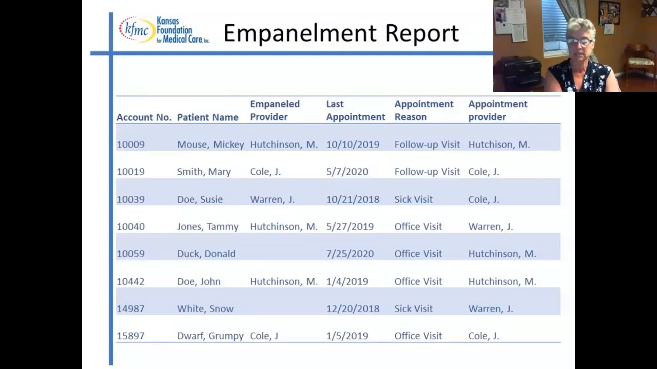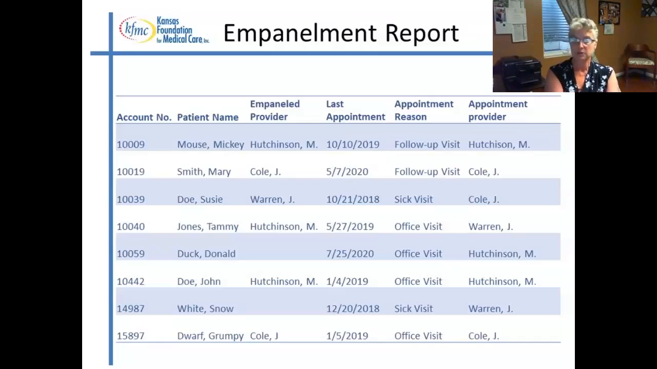It's important to distinguish between a patient's PCP or empaneled provider and the appointment provider. They may have seen other providers in the clinic for urgent issues or when their PCP was on vacation. However, this does not mean that the appointment provider is their PCP. The PCP is a provider that the patient considers their primary provider. It definitely has patient input.